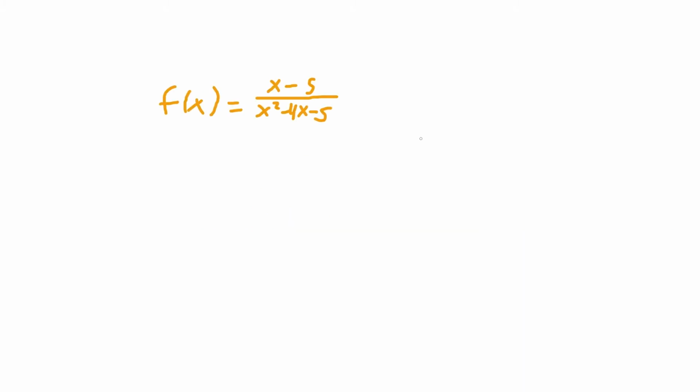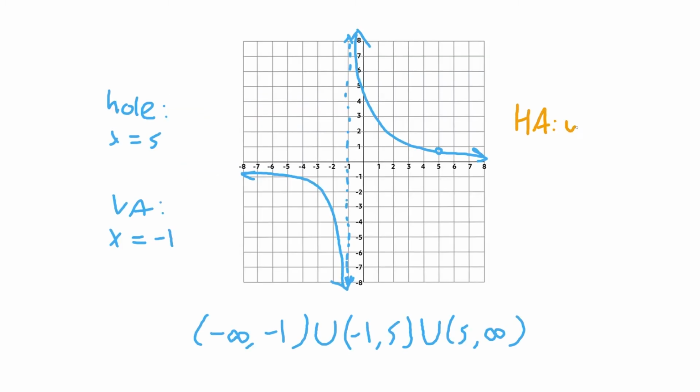Going back to that first example, we see that the top has a leading degree that is less than the leading degree of the bottom, which means that we have a horizontal asymptote at y equals 0. Simple as that. Going back to our graph, we see that this makes sense. We draw in our horizontal asymptote at y equals 0, and we can see the behavior of the graph lines up exactly with what we'd expect from a horizontal asymptote. And in interval notation, this is what the range will be.